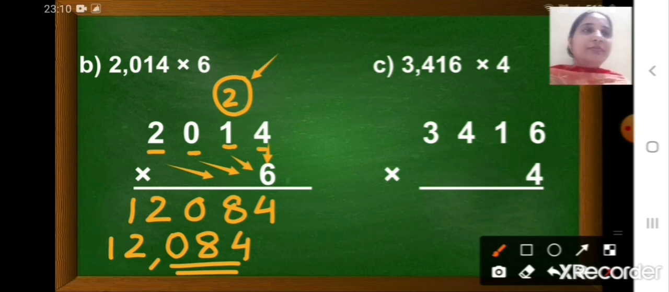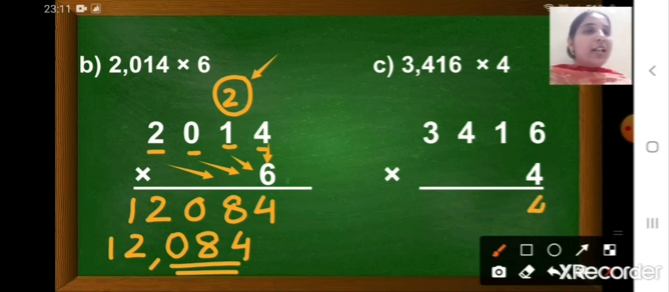Got it, children? Now let's move to question number C. Again we will start with the digit at the ones place. And what is the digit here at the ones place? 6. So 6 4s are 24.